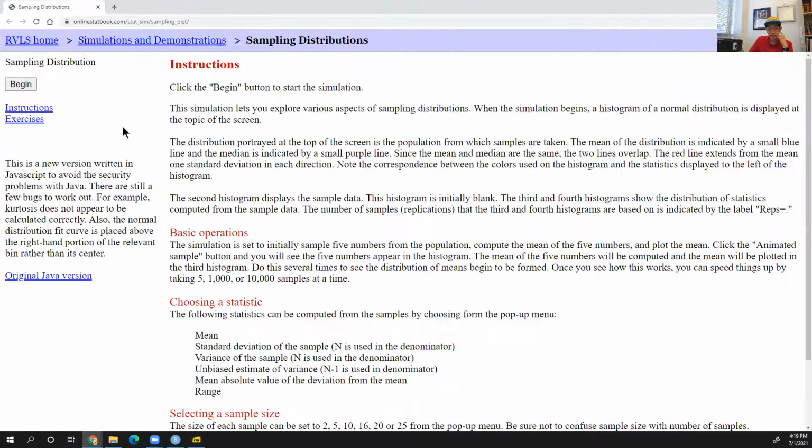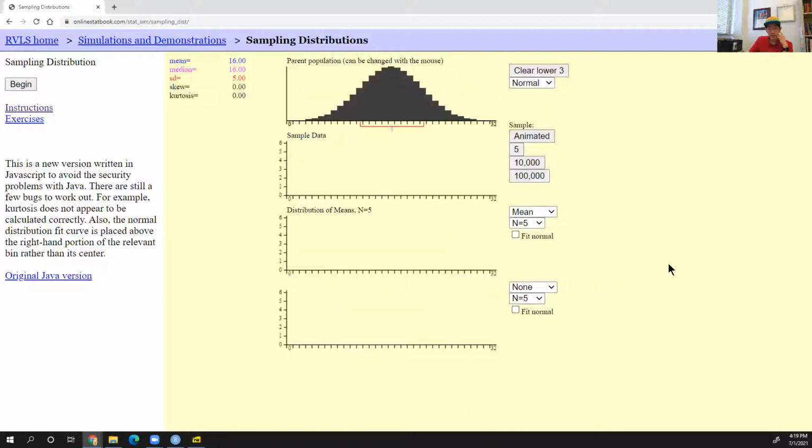And this is what it looks like. So this here represents my population. This population has a mean of 16, a standard deviation of 5. Okay, and I'm going to take samples of size 5. And first, I'm going to just do a few animated examples. Okay, so here I'm drawing 5 values from this population.